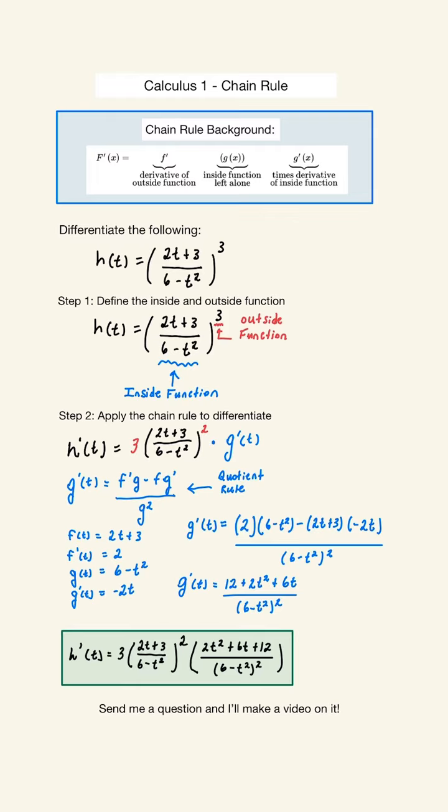Here we have another chain rule example problem. So we want to differentiate the following using the chain rule, where we have h of t is equal to 2t plus 3 over 6 minus t squared, all raised to the third power.